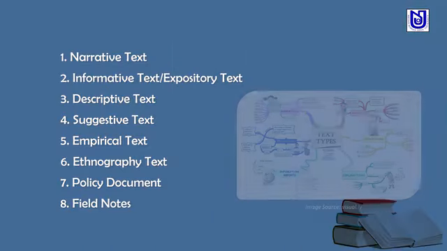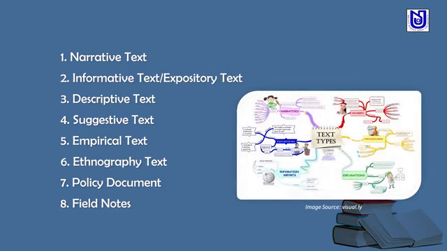Hello learners, today I will discuss the types of text in education. It is a topic very much related to the reading mechanism. So friends, there are 8 types of text used in education. Number 1 is narrative text, then informative text and expository text, descriptive text, suggestive text, empirical text, ethnographic text, policy document, and the last one is field notes.